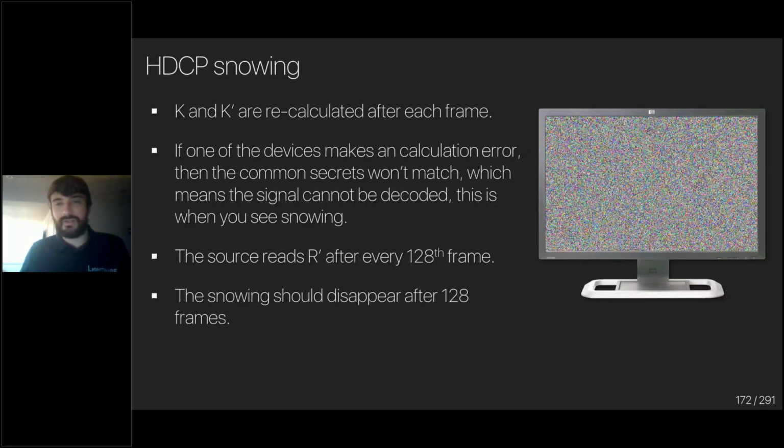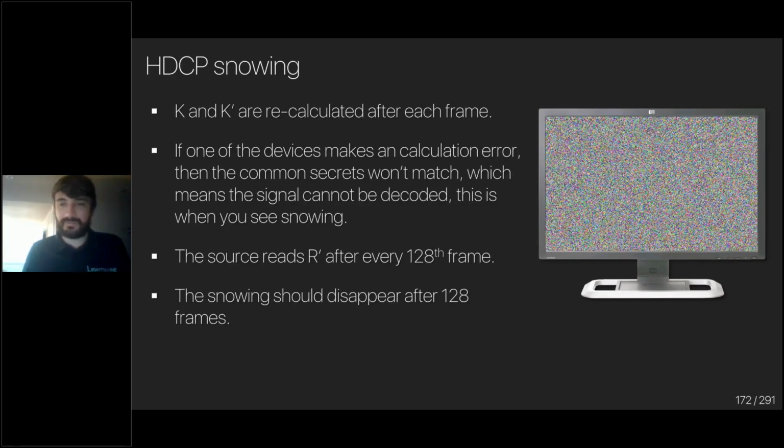If you've dealt with HDCP compliance problems and you've had HDCP issues, you've probably seen this kind of snowing. In this case, the common secret is recalculated for each frame of the video. The device also uses pixel information for this recalculation. And when there are pixel errors in the transmission, what can happen is that the display uses the wrong pixel and makes a calculation error, which means that the common secrets will not match and the display can't decrypt the signal. So when you can't decrypt the signal, that's when you see this snowing.